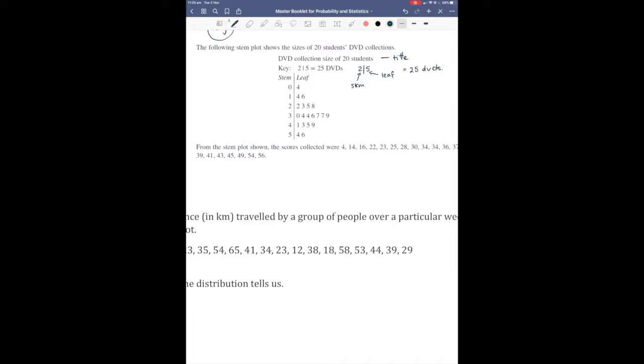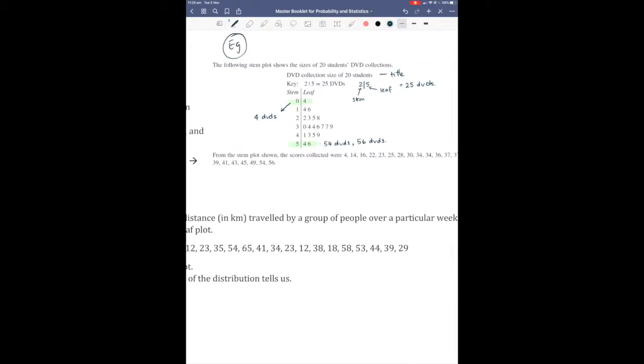So if, for example, we take a look at the first one, we've got a stem of 0 and a leaf of 4, that translates to 4 DVDs. So that means that one student has 4 DVDs in their house. And if I pick another one at random, I've got a stem of 5 and a leaf of 4 and 6, so that means that one student has 54 DVDs and another has 56 DVDs.